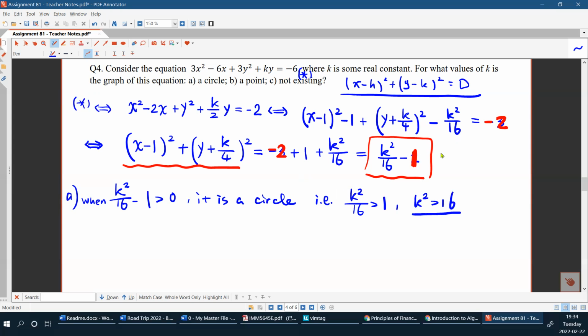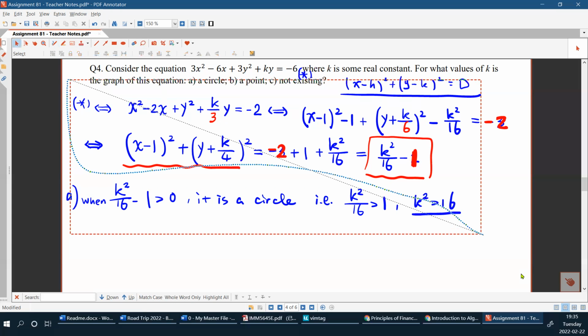Okay, let me check. Sorry about this. There is another typo. This should not be 2, right? This should be 3. And this should be 6. Okay, let's redo this.